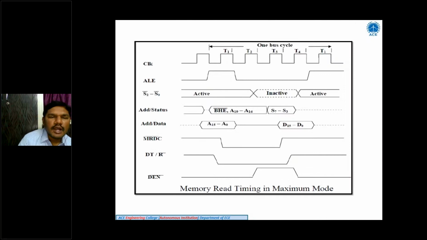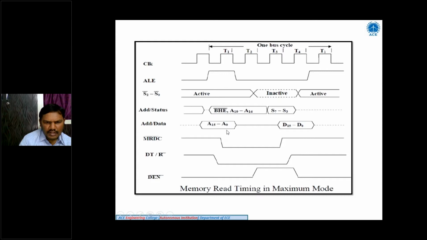So this is the memory read timing diagram in maximum mode of operation. See, right? I need a clock signal. I need an ALE signal, same as minimum mode. But here, to decide IO or memory, first we have to activate S0 to S2, either 000 to 111. Then it will take the address and data, with respect to this ALE, either 0 or 1.